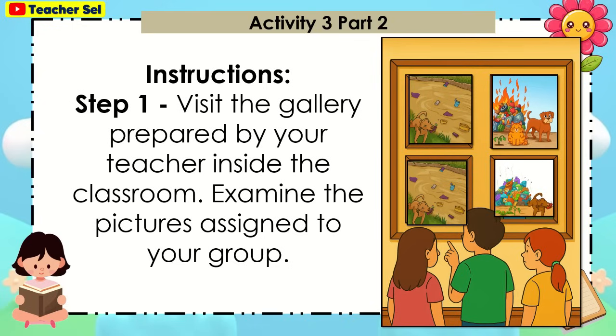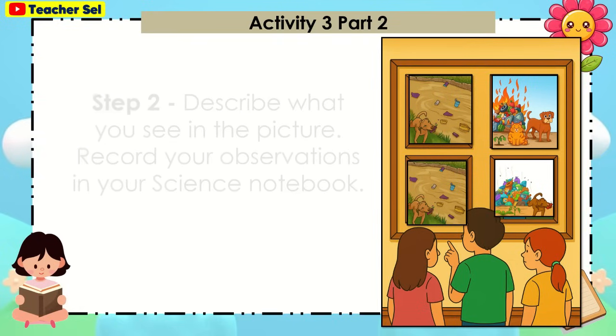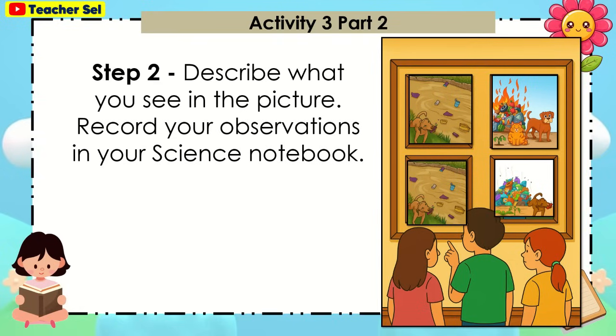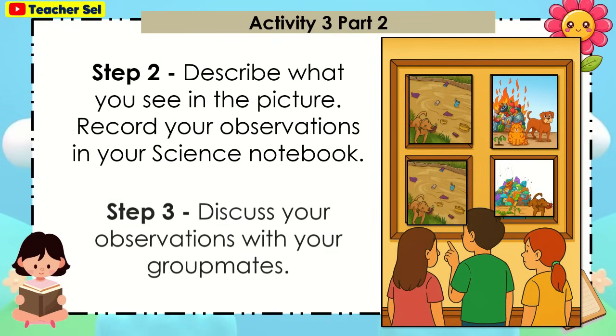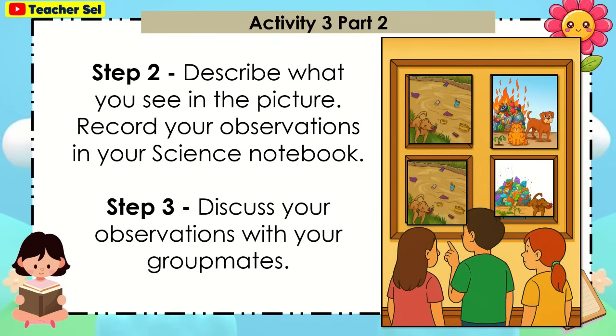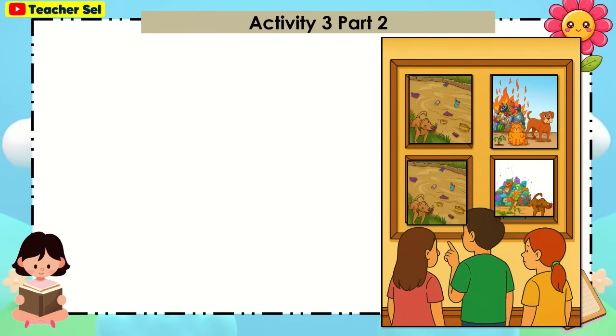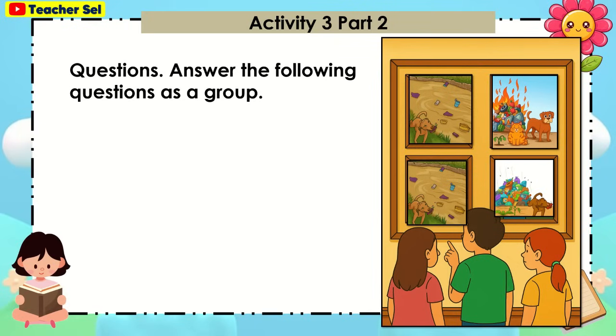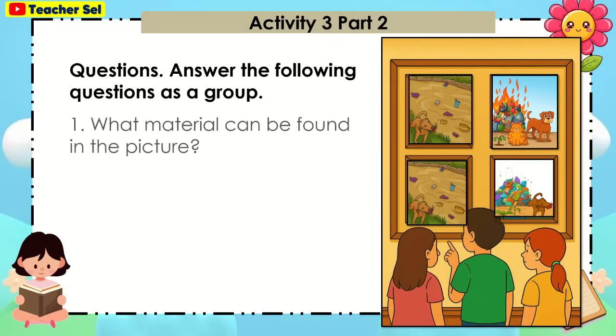Examine the pictures assigned to your group. Describe what you see in the picture. Record your observations in your science notebook. Discuss your observations with your groupmates. Answer the following questions as a group.